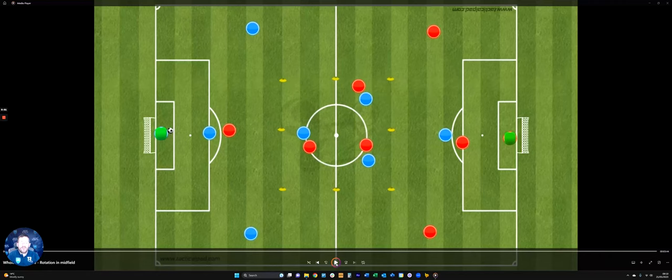So this is a whole part, whole practice I recently delivered on a C license when I was tutoring. And the focus is on rotation in midfield. So we're looking to play through midfield.